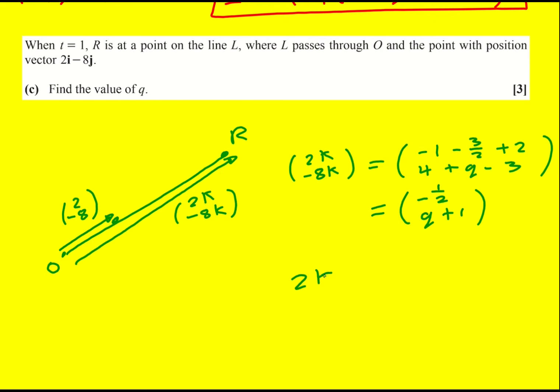So now I can say that 2k is equal to minus a half by equating these x coefficients, which means k is going to be minus a quarter. And that means if I take the bottom one, I'm going to get 2 equal to q plus 1. Therefore, q is going to equal 1.